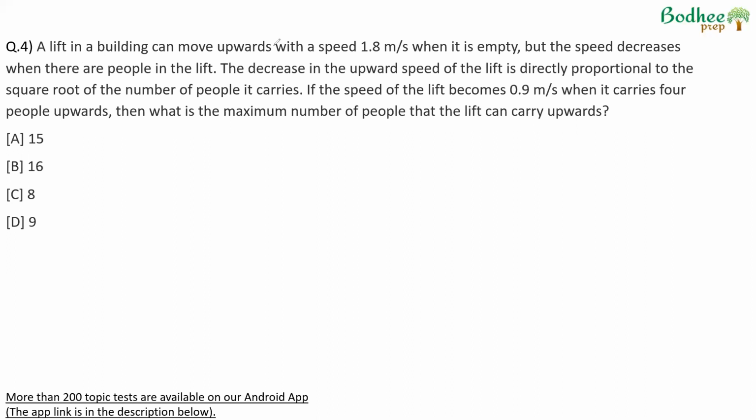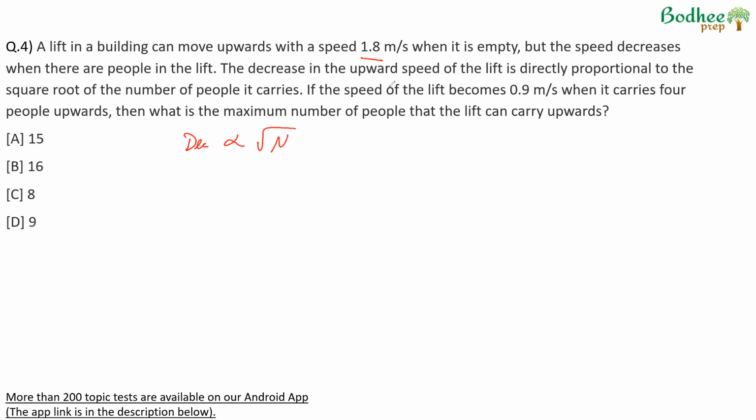A lift in a building can move upwards with a speed of 1.8 meters per second when it is empty, but the speed decreases when there are people in the lift. The decrease in upward speed is directly proportional to the square root of the number of people it carries. So D is the decrease, N is the number of people it carries.